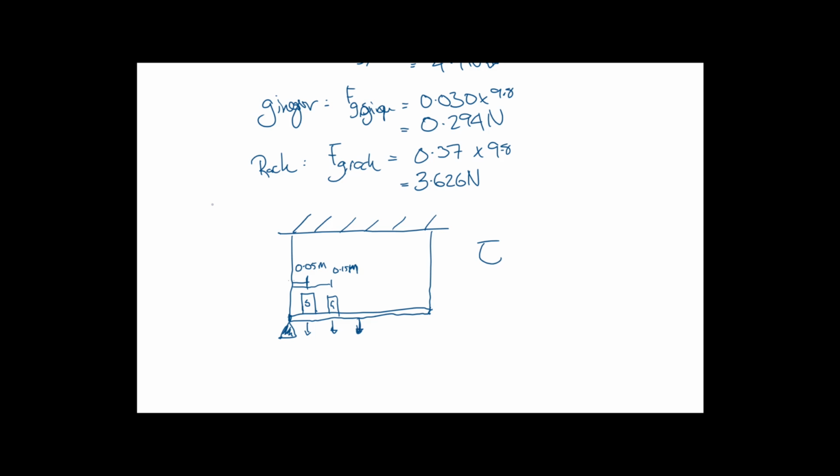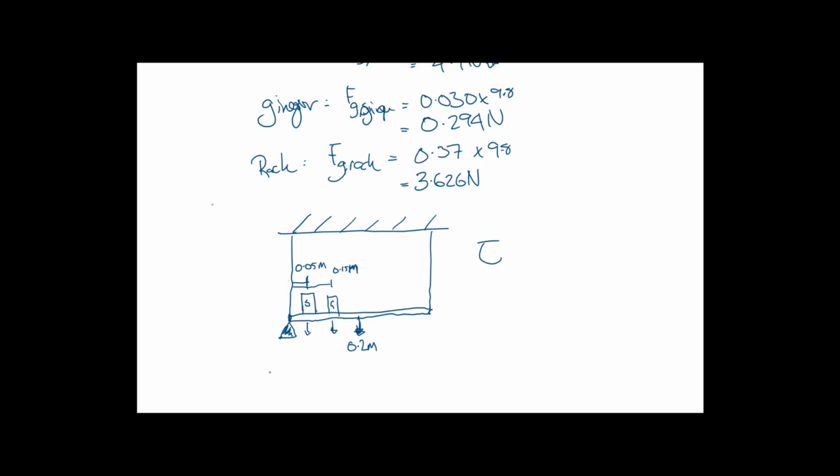And then we have the force from the rack, and that's going to be halfway between them. We're going to take it from the center of mass. It tells us it's a uniform rack, so we're allowed to do that. That distance is, it's 40 centimeters across, so this is going to be 0.2 meters.